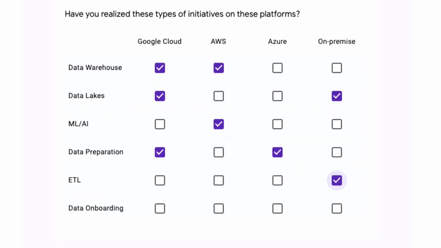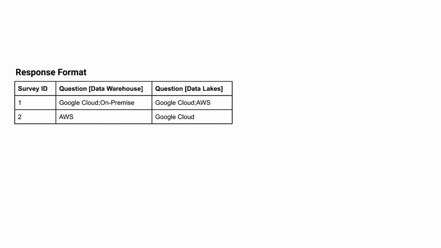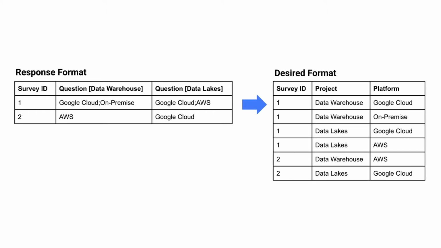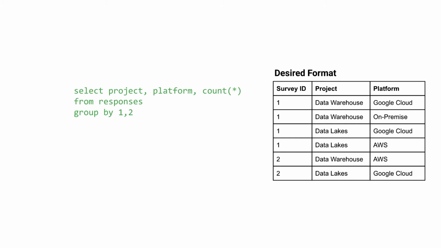Let's take a closer look at this checkbox grid question. In the Google Sheet, one row is recorded for each response, where each grid column is its own column, and the selections are all in one cell, separated by a semicolon. Now what we really want is for one row to represent each selection, so that we can easily do things like count the number of people who selected each platform project combination.